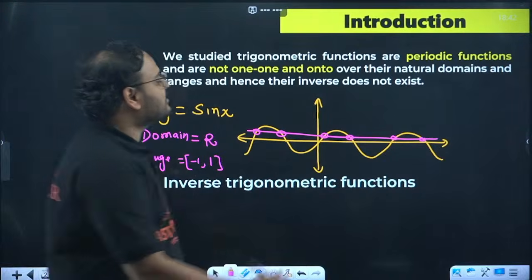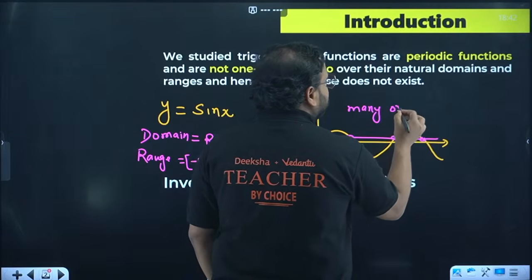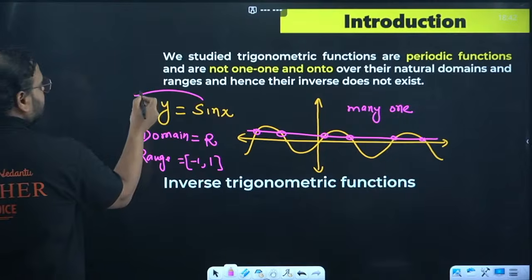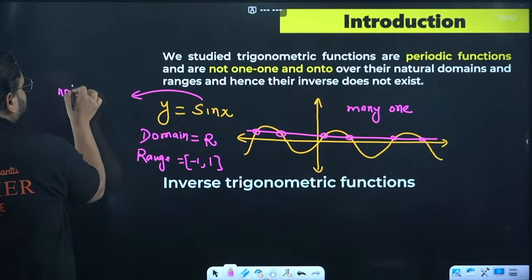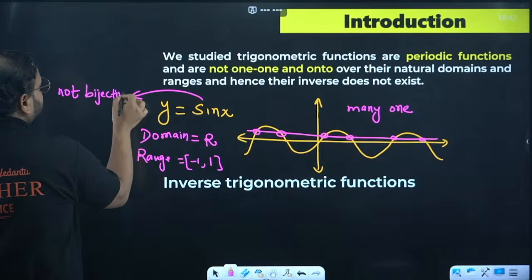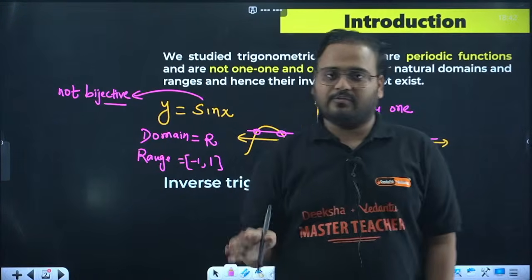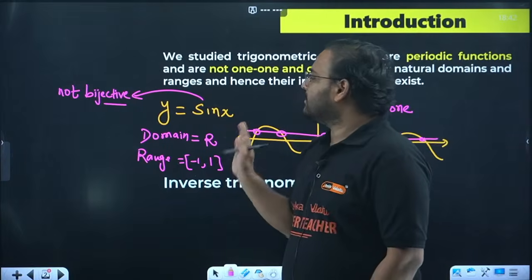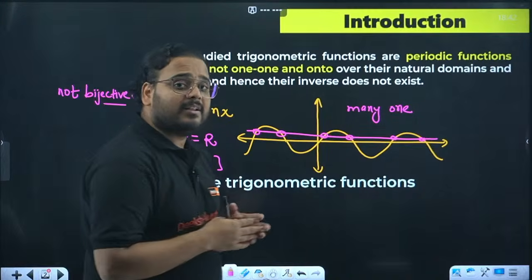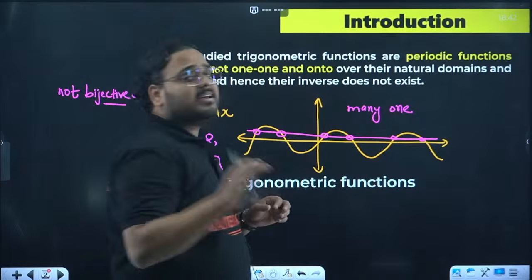But the given function is clearly many one. If it is many one, it means this function is not bijective. And we know very well that any function which is not bijective cannot be invertible. This is the situation that we have. But we know very well that the inverse actually exists, right?